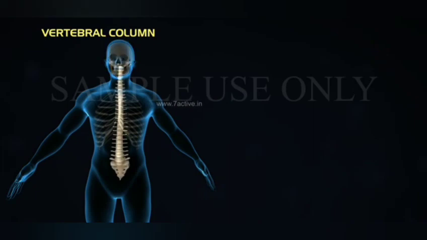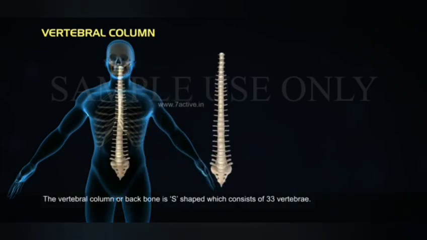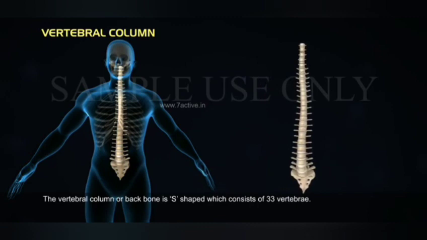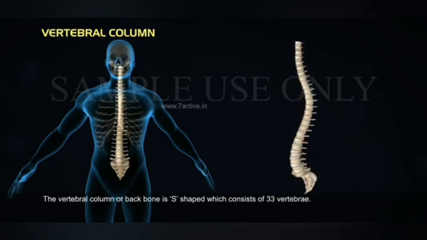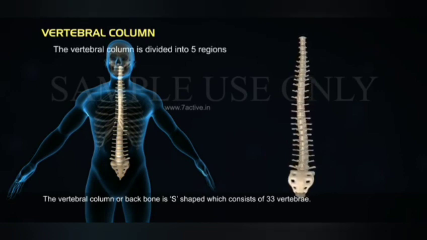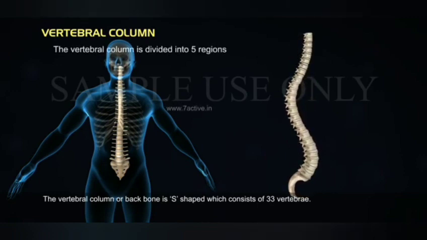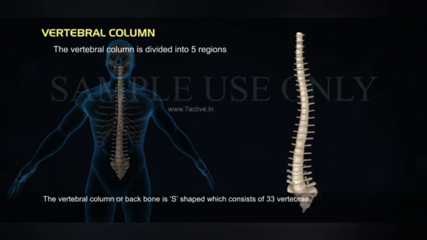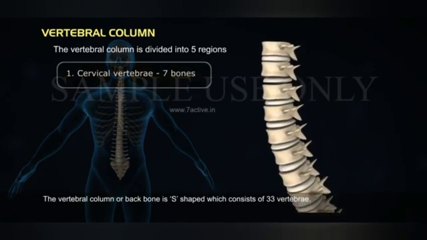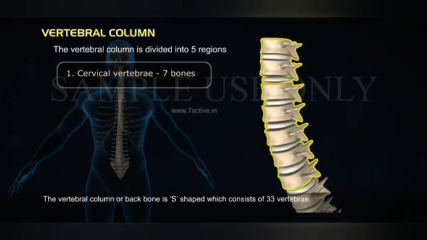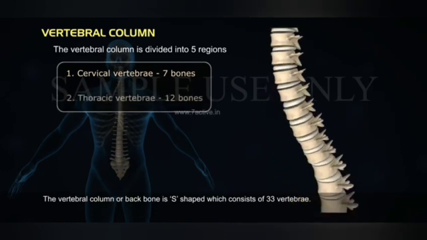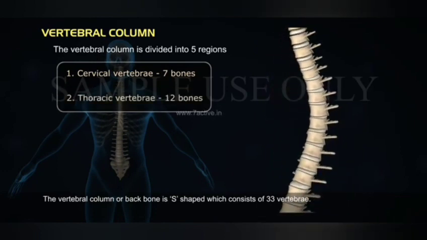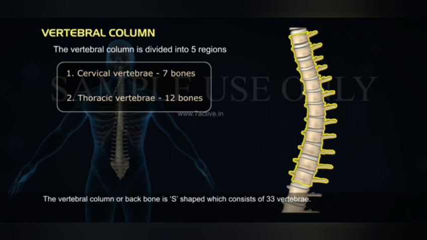Vertebral column. The vertebral column or backbone is S-shaped, which consists of 33 vertebrae. The vertebral column is divided into 5 regions. 1. Cervical vertebrae, 7 bones. 2. Thoracic vertebrae, 12 bones.